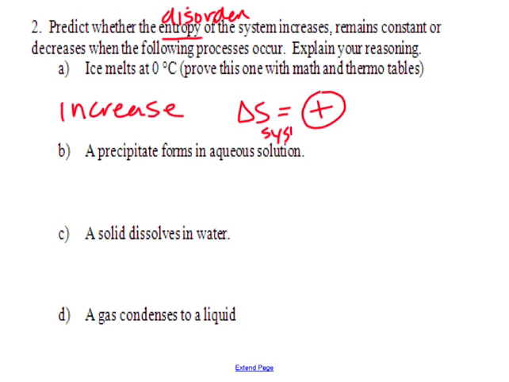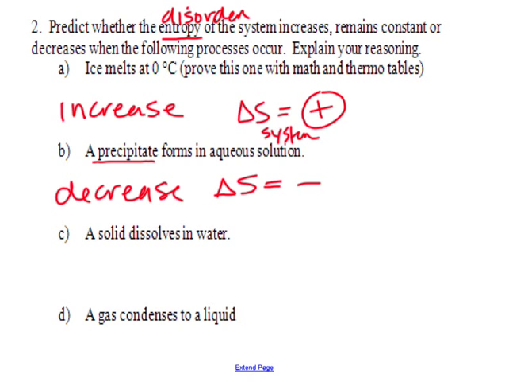This is just the system, okay? We don't know the delta S of the surroundings yet. You need to know both to figure out spontaneity. Okay? All right. A precipitate forms in an aqueous solution. We're going from liquid to solid, decrease. So the sign on our delta S would be negative.